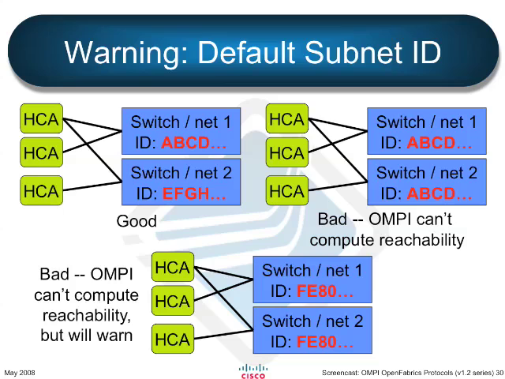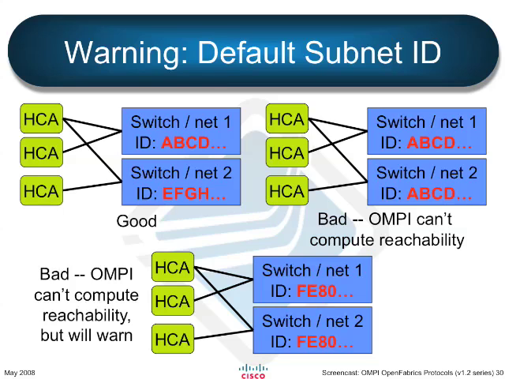Now the third scenario at the bottom is actually slightly worse. It's almost the same as the top right one. I have the same connection pattern, but they both have the default subnet ID, FE80. So Open MPI can't compute the reachability, and it will also warn, because it'll say, I see multiple ports out there, and they have the default subnet ID. I don't know if you actually intended it that way, or you just have a bunch of switches that you haven't configured yet. So I'm going to print out a warning message. There is actually a way to turn off that warning message if that is the setup that you desired.